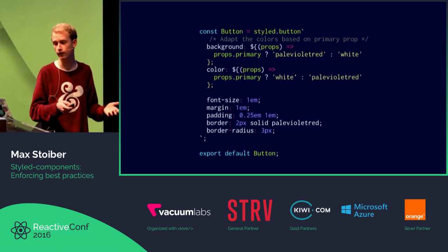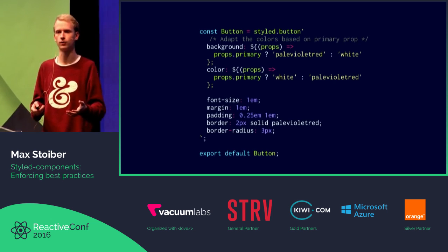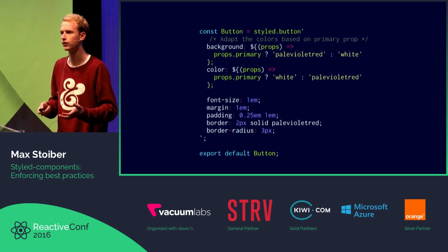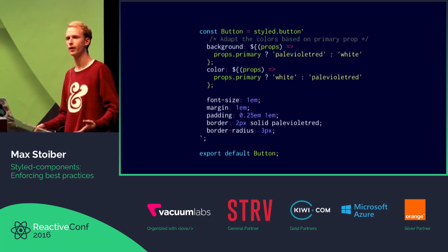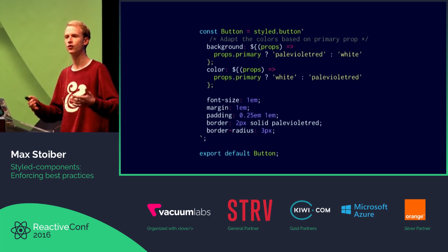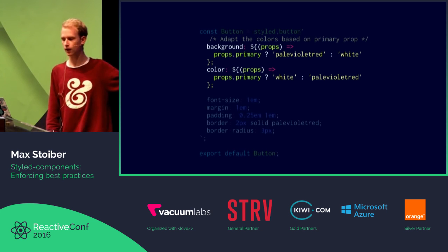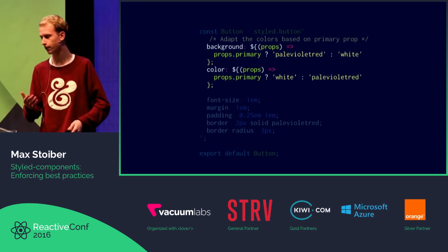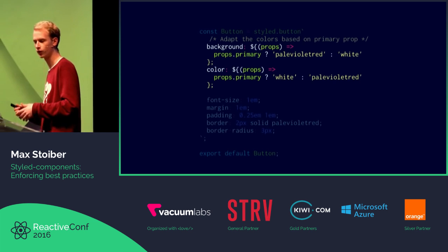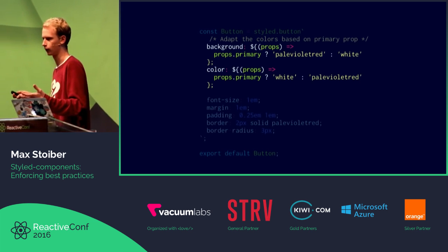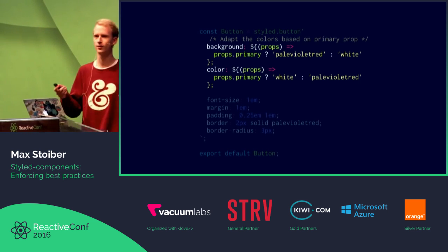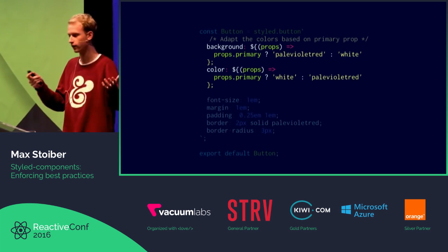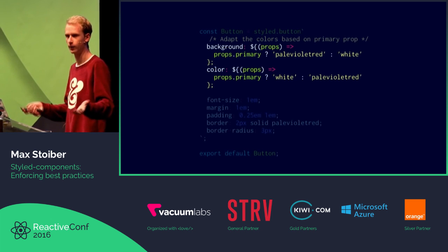Well, what you can do here is you can pass a function as an interpolation. And into that function, we will pass in the properties that are passed to the components. Meaning you can react to the properties that are passed into the component and change the styling based on them. So in this example here, we have a background, and if props are primary set to true, the background will be pale violet red. If props are primary set to false, the background will be white. And the color is the exact other way around. If props are primary set, it's white. If it's not set, it's pale violet red.